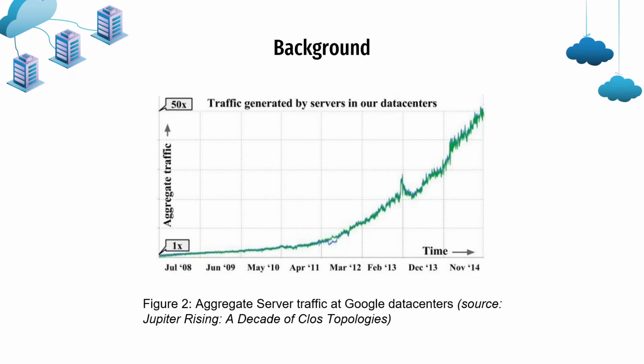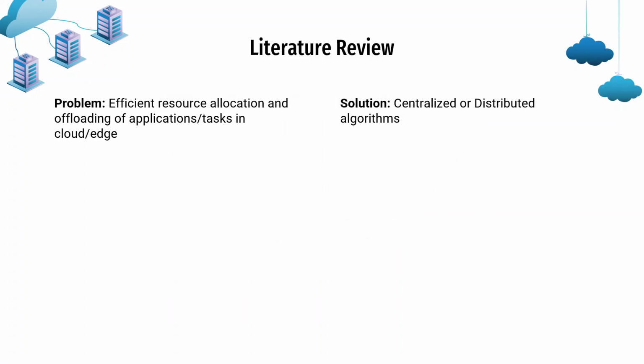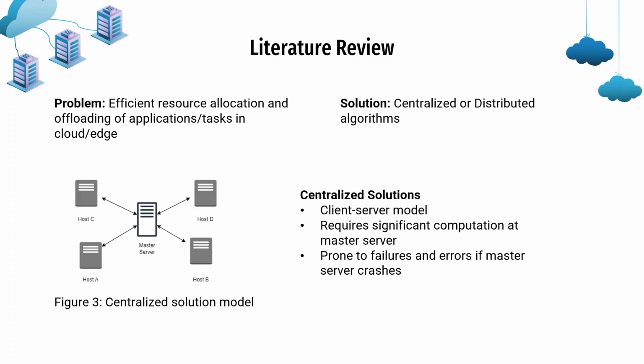However, such a rise in heterogeneous applications has already made an existing problem much more challenging. That problem is the efficient resource allocation at cloud servers and the offloading of applications or tasks in that infrastructure. The current literature proposes two different kinds of solutions, centralized solutions and distributed solutions. Centralized solutions are quite simple as they leverage a single master server to run the entire algorithm.